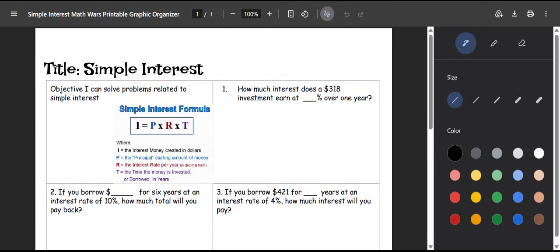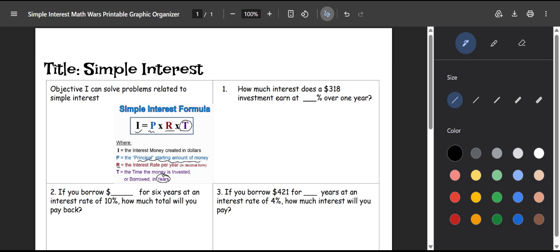So simple interest is what happens when you have an investment or a loan and they either charge you interest or they pay you interest, which is a specified rate based on how much you borrowed or how much you invested. And we have a formula for that, and it is interest, which is what we usually calculate for, equals principal, which is the starting amount of money, however much you invest or how much you borrow, times the interest rate, and that is written in decimal form, and then times the amount of time the money is invested or borrowed in years.